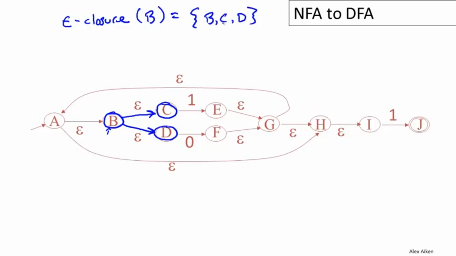And let's do one more as an example. Let's take the epsilon closure of G. And when we switch colors, I'll erase that and do this one in pink, or purplish pink.